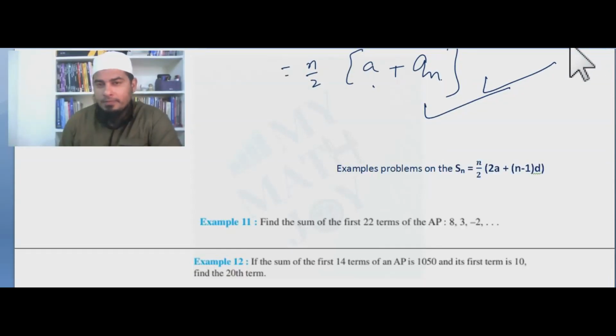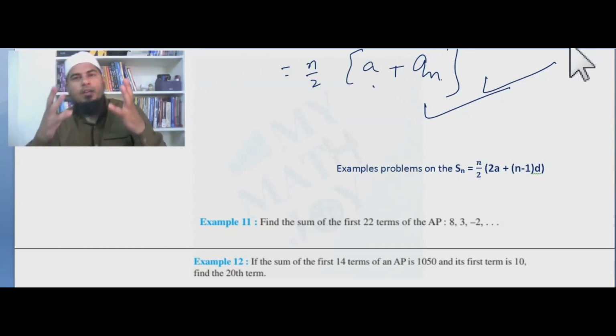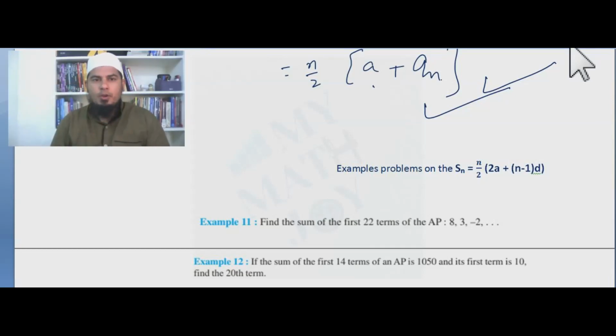Welcome. After completing and understanding the derivation of the sum of n terms formula, let us do example problems on this formula. In the problems we may also use the formula we have already learned, the nth term of the AP: an is equal to a plus (n minus 1) d. So let us proceed and solve the problems on the sum of n terms of the AP.